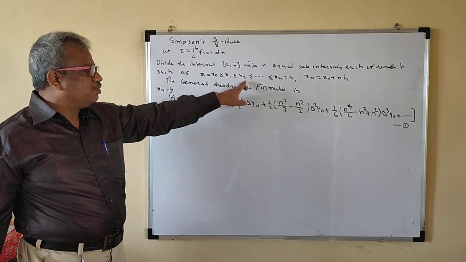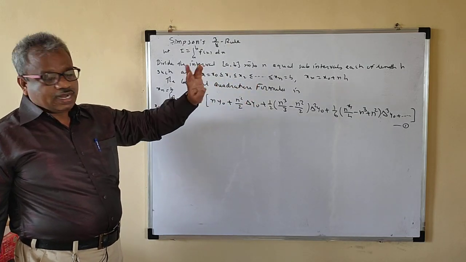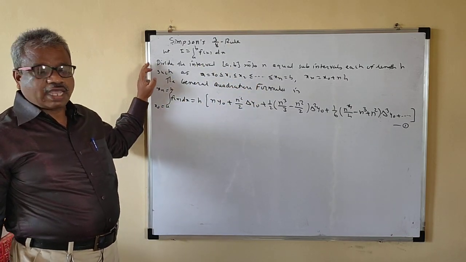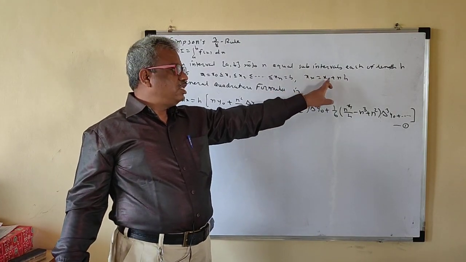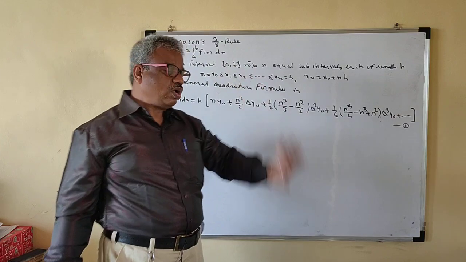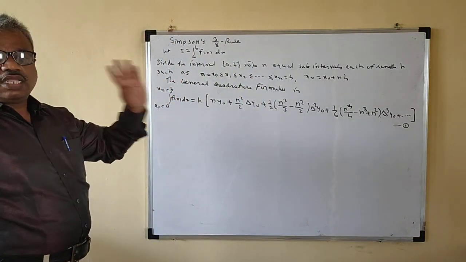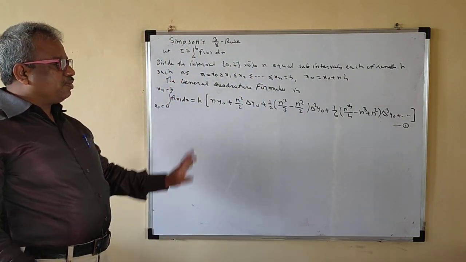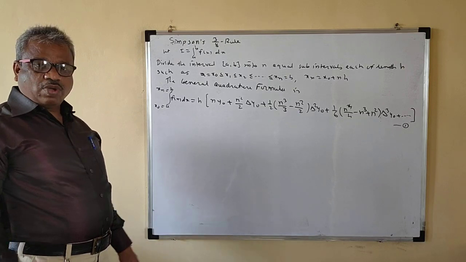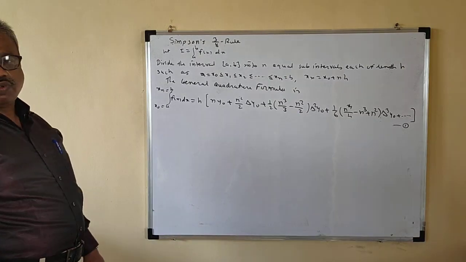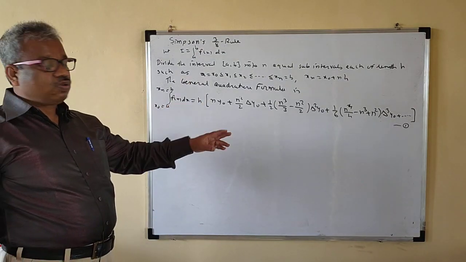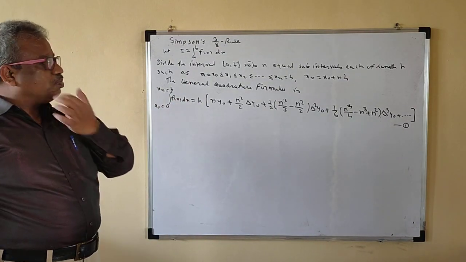such that a is equal to x0, x1, x2, and so on, where xn is equal to x0 plus nh. That means x1 is equal to x0 plus h, x2 is equal to x0 plus twice h, and so on. Now we have the general quadrature formula. With the help of the general quadrature formula, we have derived the trapezoidal rule and also Simpson's one-third rule. Now we derive Simpson's three-eighths rule also with the help of the general quadrature formula.